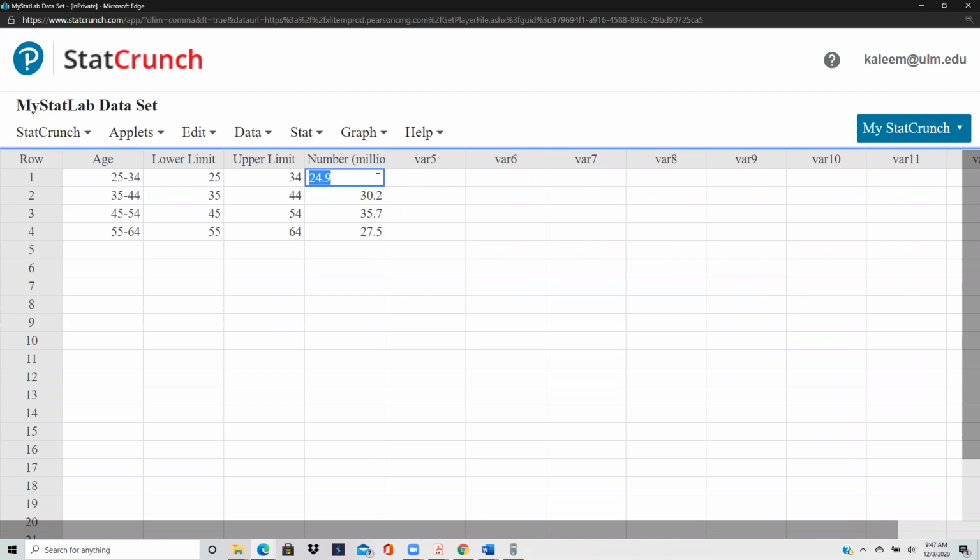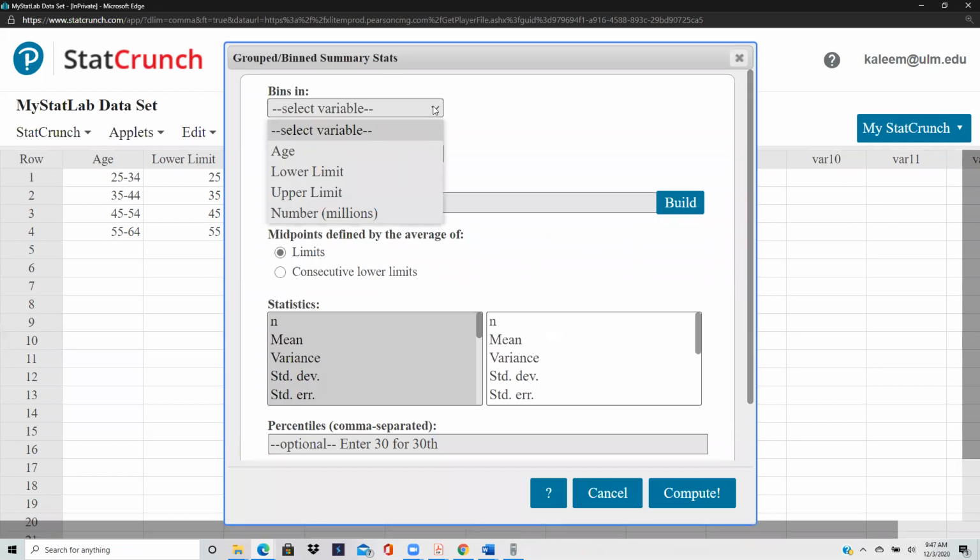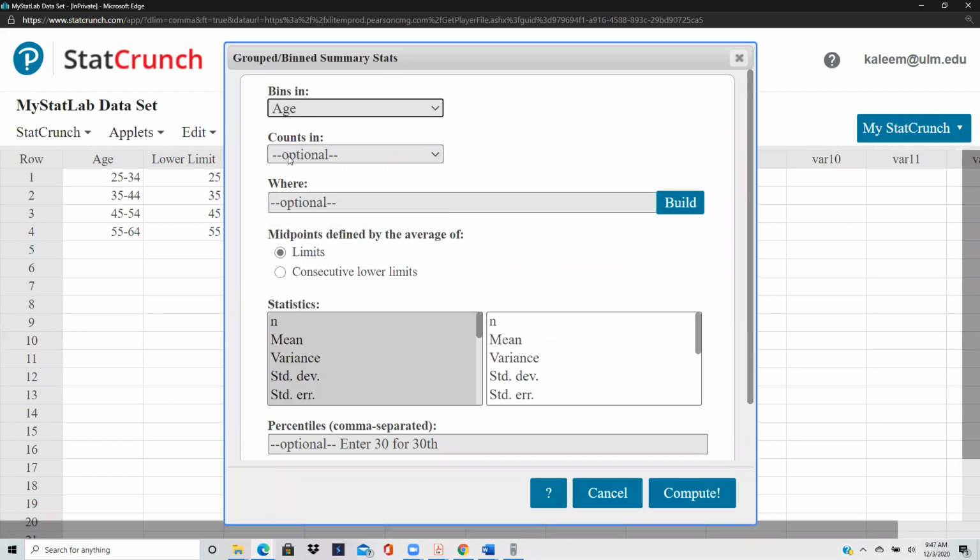So 249, 302, 302, 357, then 275. And now you can use the group bin data. So stats, summary stats, but make sure that you only select the first column and the fourth column, right? Right. So bins is age and counts is the column that you adjusted. It's the number.